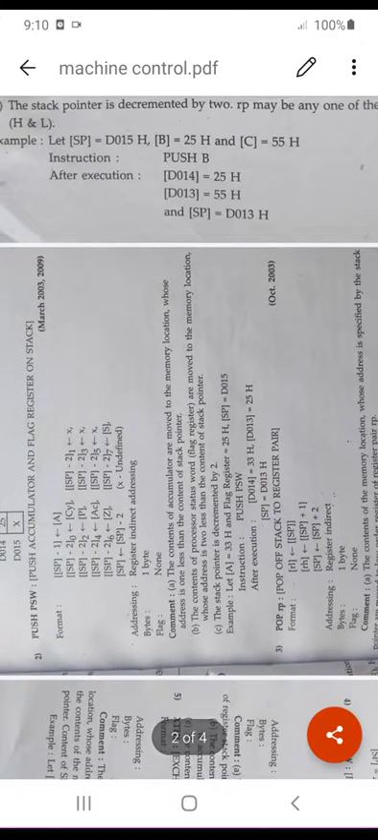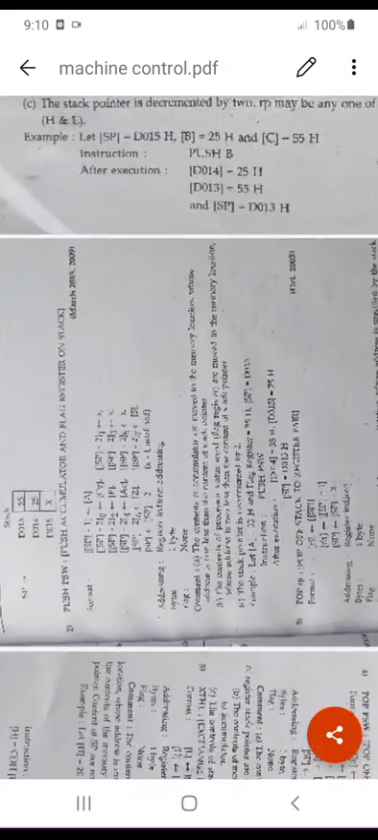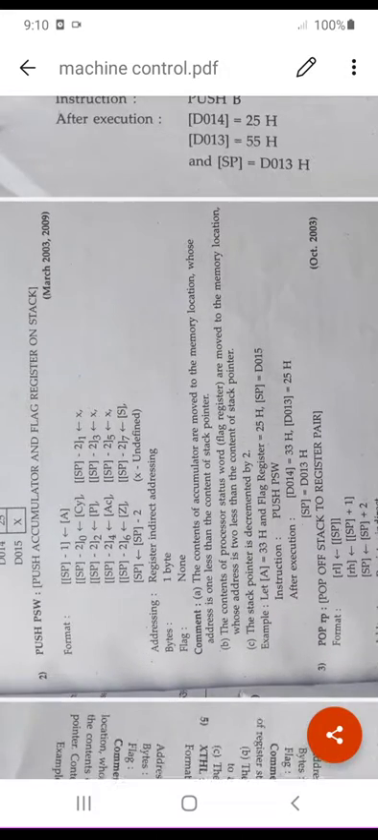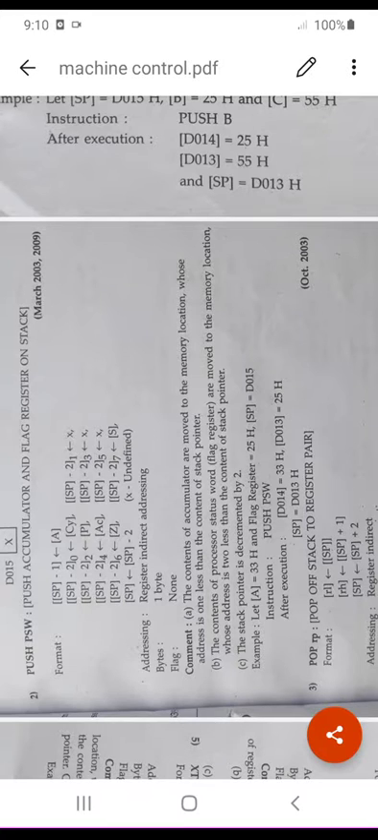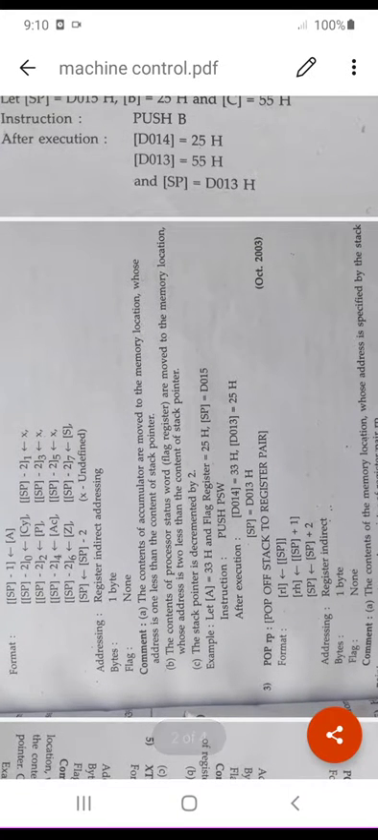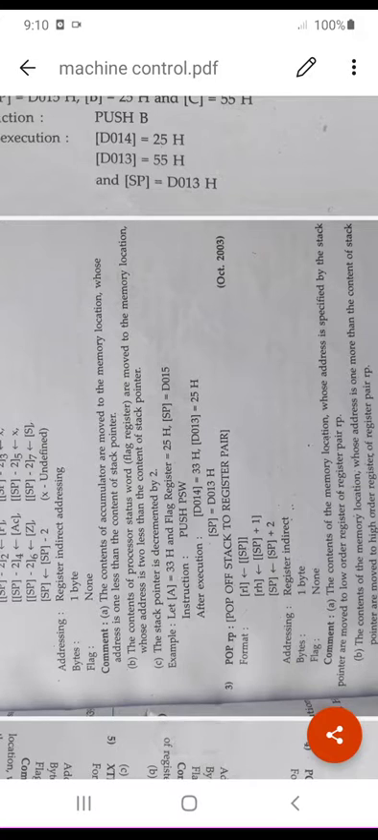Similarly, we have PUSH PSW, that is, program status word, where we are using the combination of accumulator and flag register. So a similar thing happens. First we decrement the stack pointer and move the 8-bit content of the accumulator to that position. Then we again decrement the stack pointer and move the content of the flag register to that position. So it is register indirect addressing mode, because we are not using a register pair directly, but the program status word.